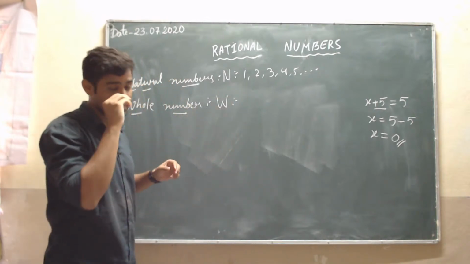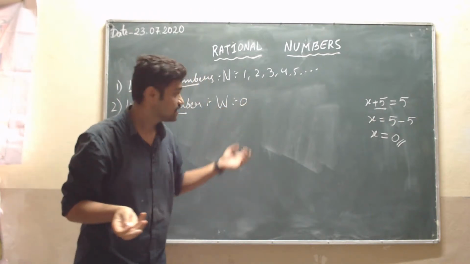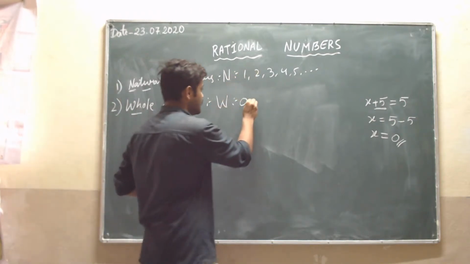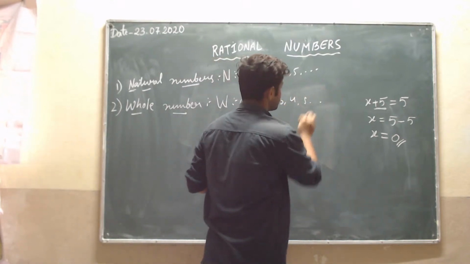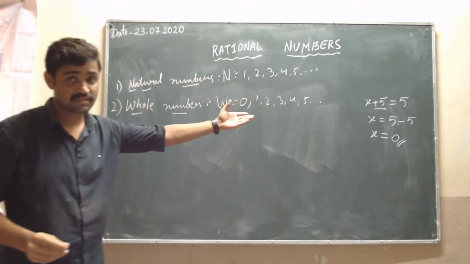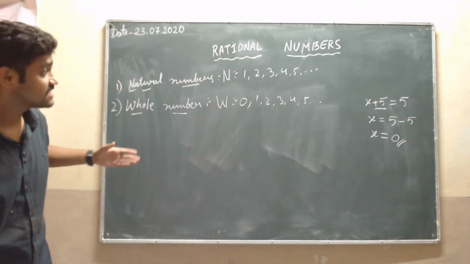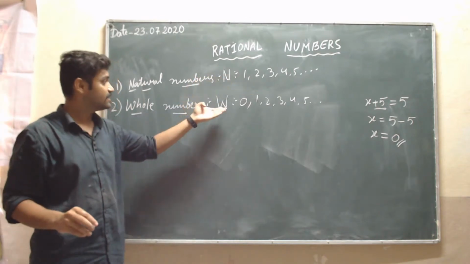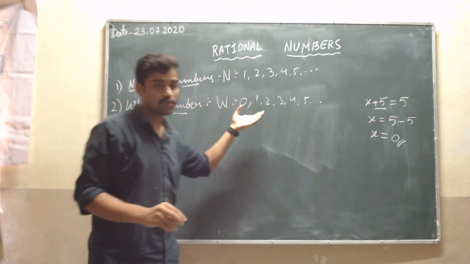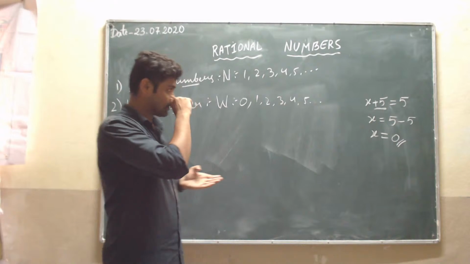What are the whole numbers? Including 0, all the natural numbers. 0, 1, 2, 3, 4, 5, etc., up to countable numbers, isn't it? Then 0 will come under whole numbers. Natural numbers are 1, 2, 3, 4, 5, and whole numbers are including 0. We can say that whole numbers are 0 and natural numbers.